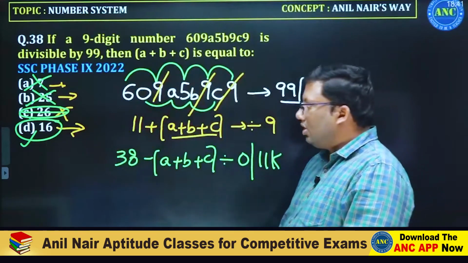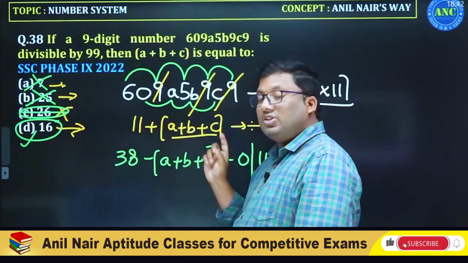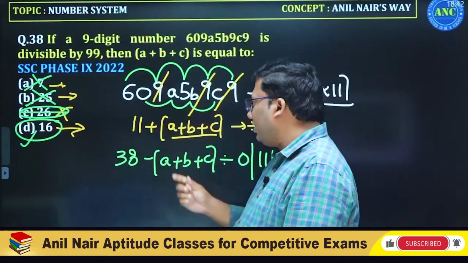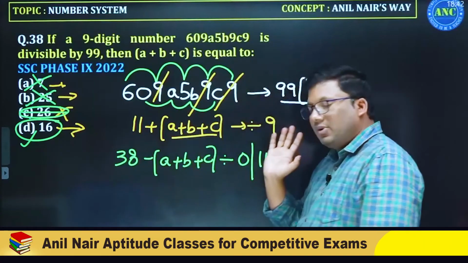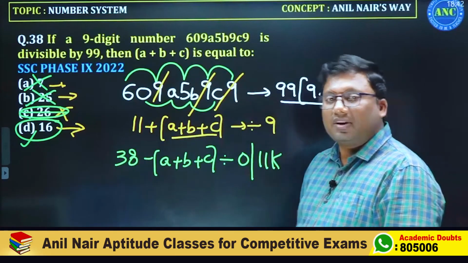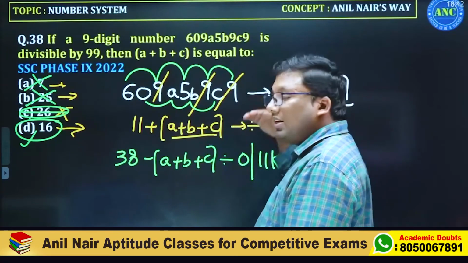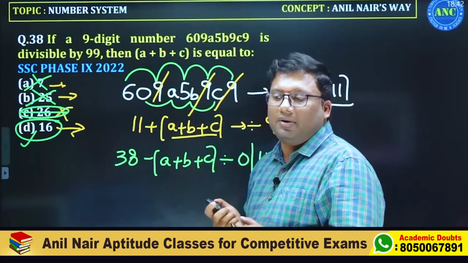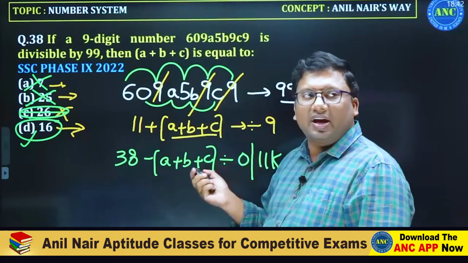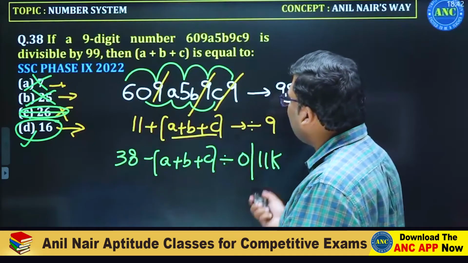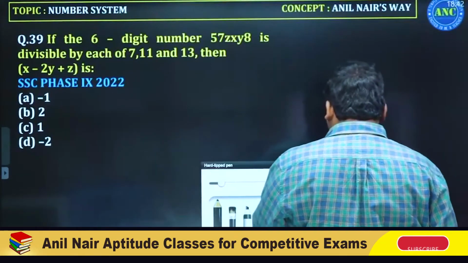Two conditions it needs to satisfy. 11 plus 16 is 27, divisible by 9. 38 minus 16 is 22. It is divisible by 11. Good question where both the concepts of divisibility rule of 9 and 11 are used. I hope the idea is very much clear. Next one. This is a good question, sir.